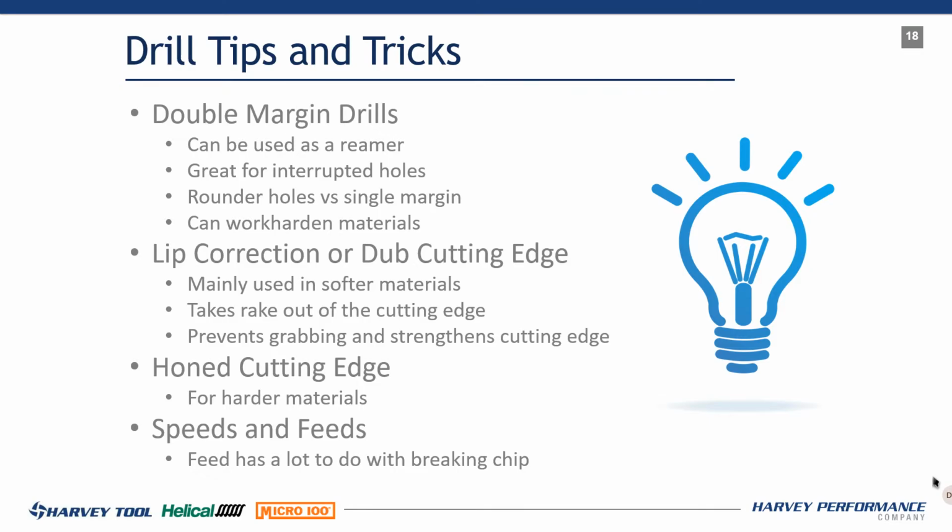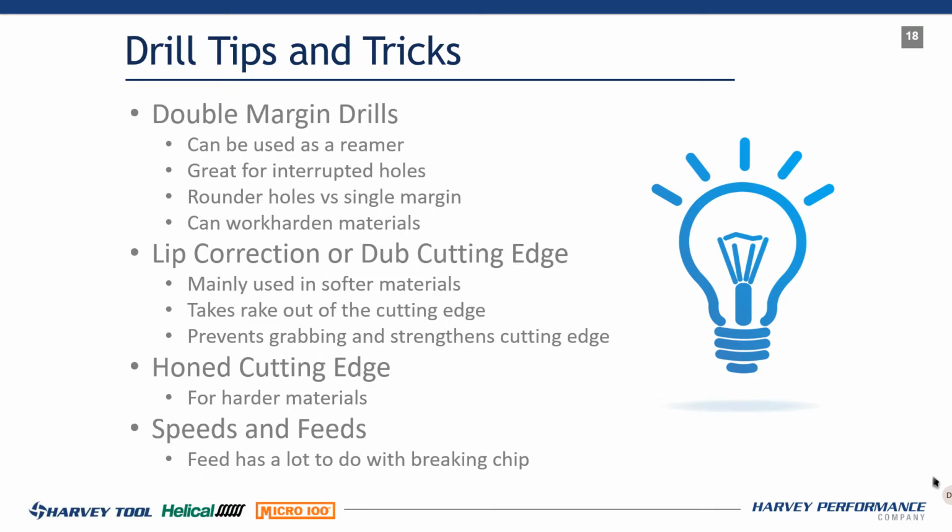Lip correction or dub on the cutting edge, right? There are certain things you can do to drills to take rake out of the cutting edge. When you're running a drill in softer material, be mindful that that drill is going to want to grab. Especially in plastics and brasses and soft aluminums, if you've ever used a hand drill in aluminum, sometimes that drill is going to want to grab and pull your hand. You can put a dub on there in softer materials, or a lip correction, which makes the edge stronger, and it takes some of that rake out of the cutting edge.